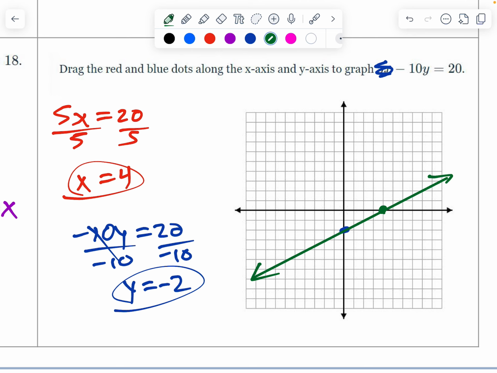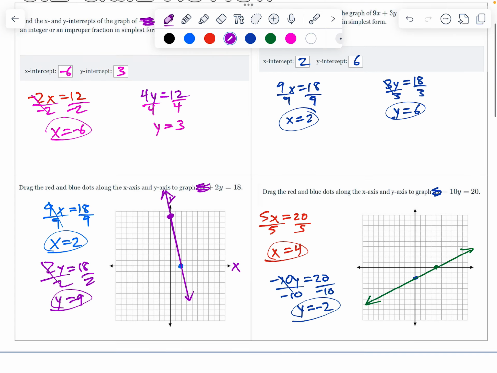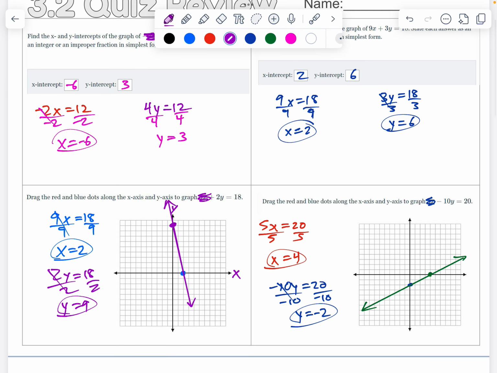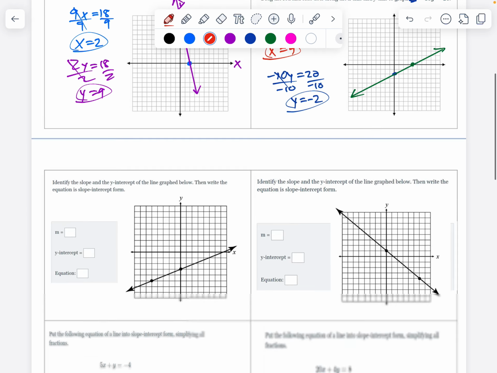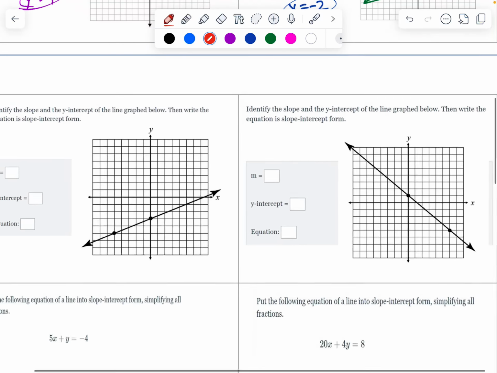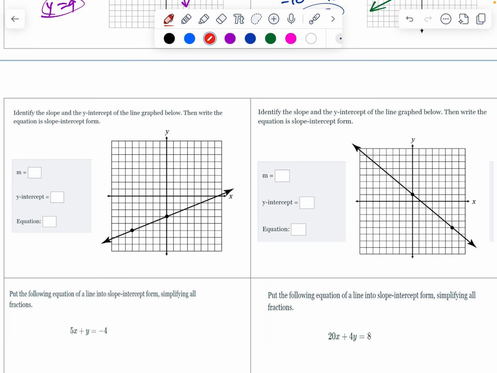Okay? So that's cover-up method. All four of those, same situation. Cover up the y to find the x, cover up the x to find the y. Okay? And so when we go to the back side, we have these first two are where we're going to look at the graph and figure out what the equation is.